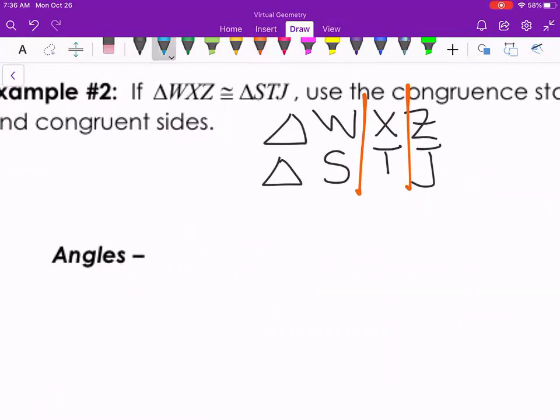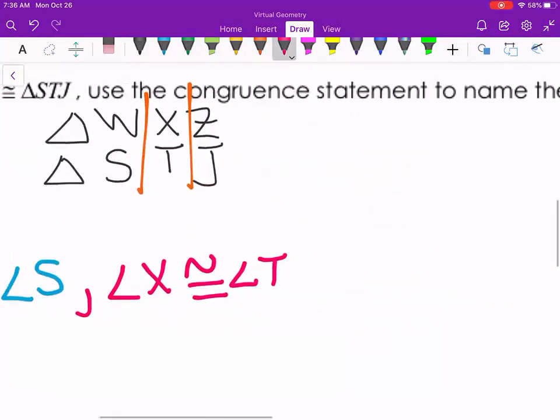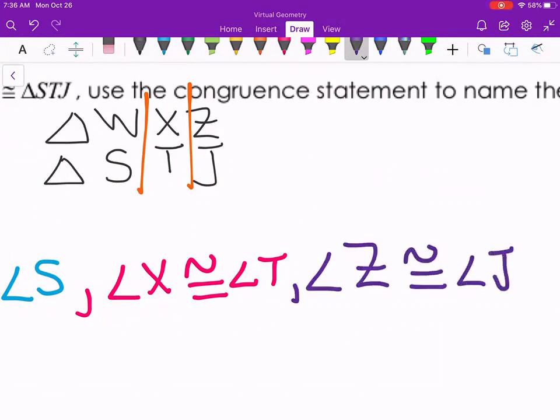All right, so if we're looking at angle W, it has to be congruent to angle S because they're in matching positions, the first letter with the first letter. Then I check out the next one. Angle X has to be congruent to angle T, second letter with second letter. And then I keep moving right along. My third one, angle Z is congruent to angle J, last letter with last letter. So again, you can really see how stacking them up helps matching them up a lot faster.